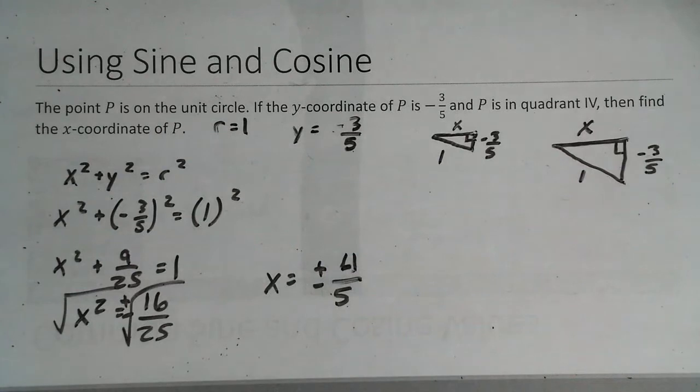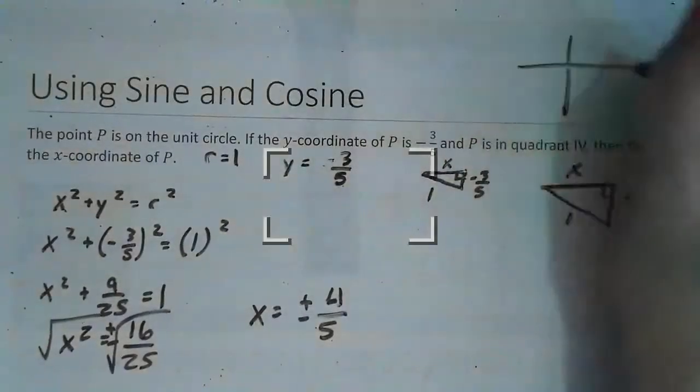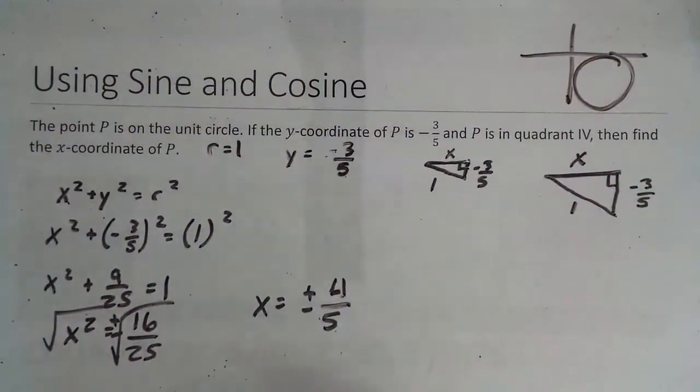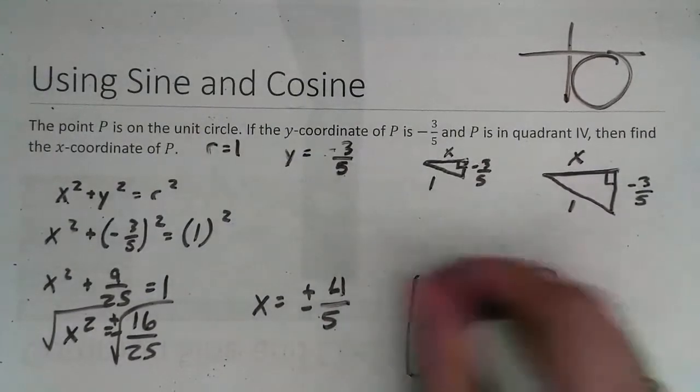But remember, we're in quadrant 4. If we're in quadrant 4, that means we are down here. In that area, our x values are positive. So we want only the positive value. x is equal to 4/5.